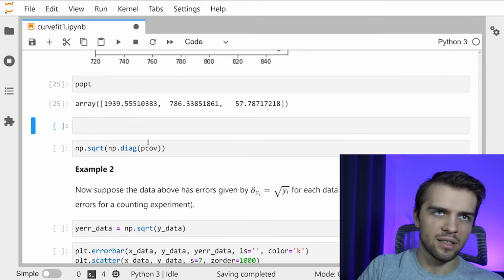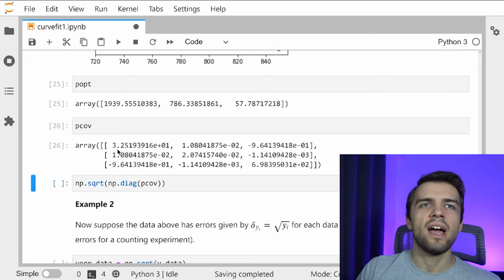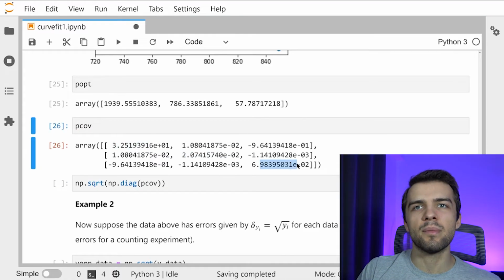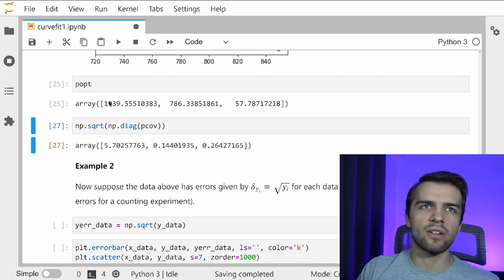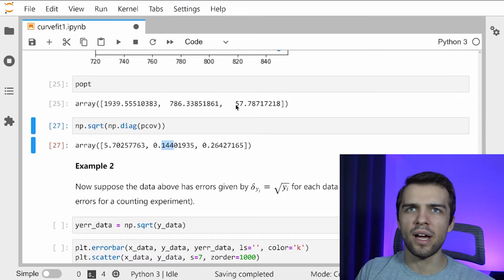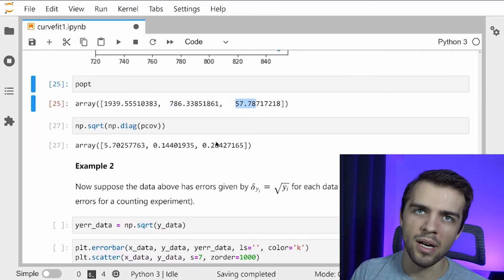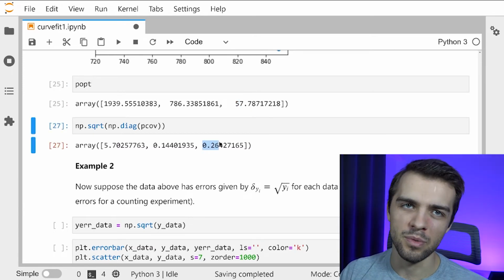So here I look at the diagonal of P cov. If I take P covariance here, it's a 4x4 matrix, or 3x3, sorry. Then diagonal just takes these three elements, and then I take the square root of those three elements. And so I find that the error on the amplitude is about 5.7. For mu, it's about 0.14, and for sigma, which is 58, the error is about 0.26. So pretty small errors on these parameters, which is good.